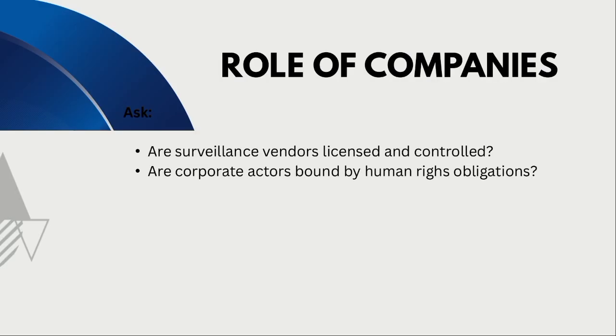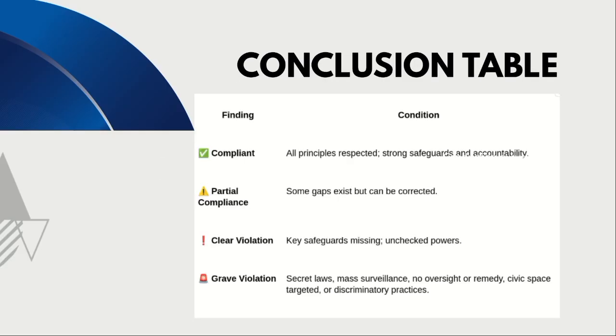Role of companies. We need to ask here, are surveillance vendors licensed and controlled? Are corporate actors bound by human rights obligations or not? Is unregulated corporate surveillance happening or not? In conclusion, if all the principles and the other things that we have discussed are compliant, then we can say that a country's surveillance framework is in line with international human rights standards. If some gaps exist but can be corrected, then we say that it's partially in compliance.